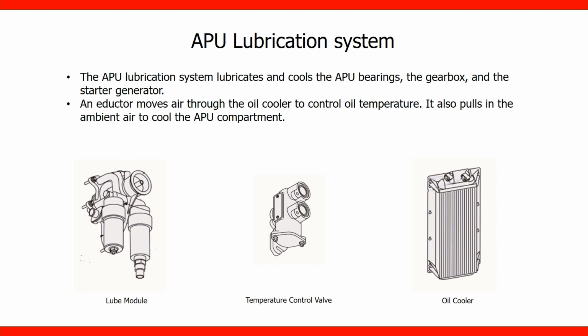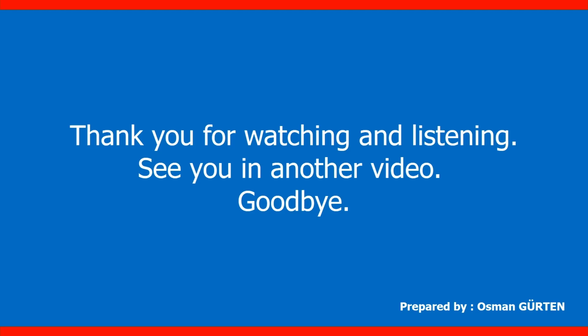The APU lubrication system lubricates and cools the APU bearings, the gearbox, and the starter generator. An eductor moves air through the oil cooler to control oil temperature. It also pulls in the ambient air to cool the APU compartment. Loop module, temperature control valve, and oil cooler are basic components.